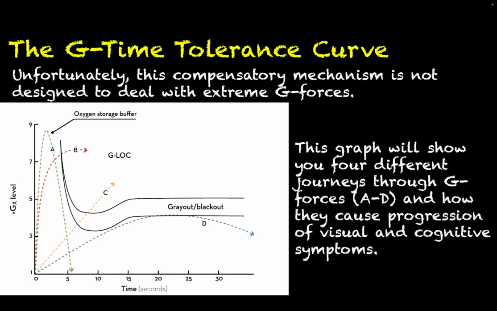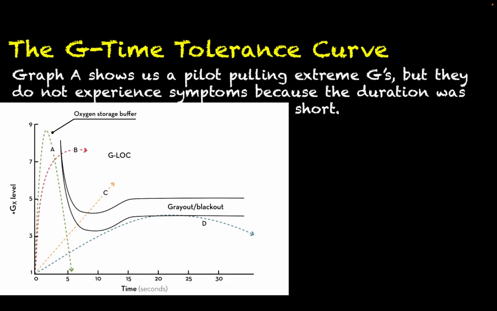Now, this graph that we're looking at here is going to show you 4 different journeys through G forces. They are labeled A, B, C, and D. And basically, not to tell you what sort of conclusion to take from this, but the conclusion you should take from this is that because our body's compensatory mechanism is so limited, we should expose our body to G forces as gradually as we possibly can. Okay, so let's start with graph A.